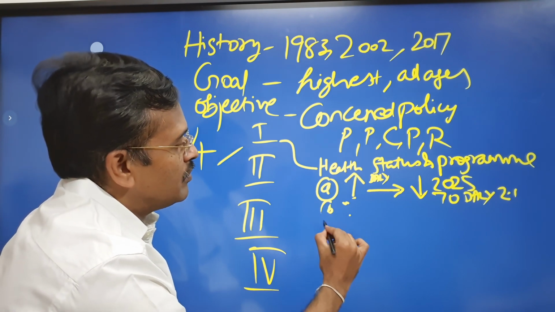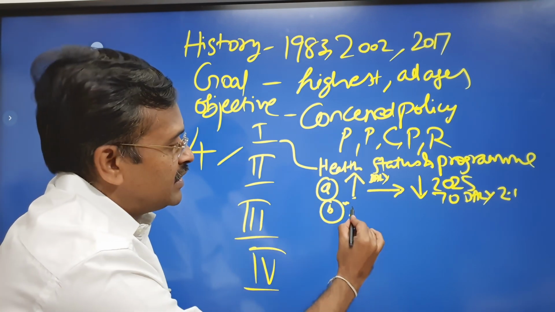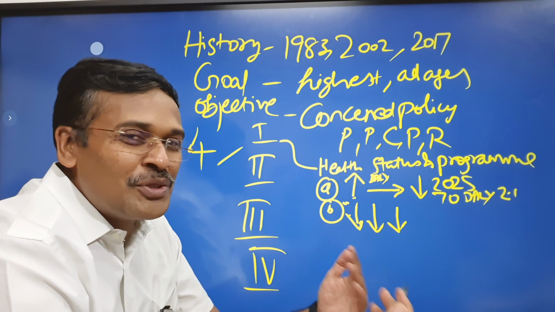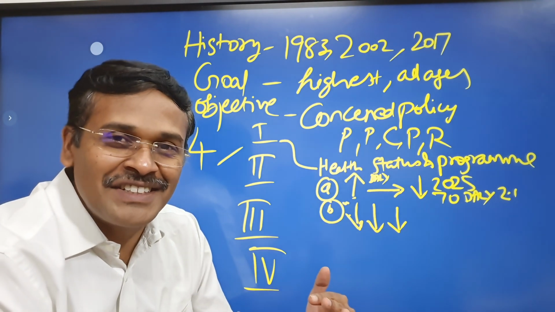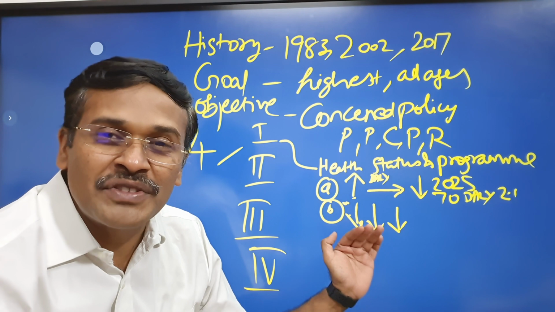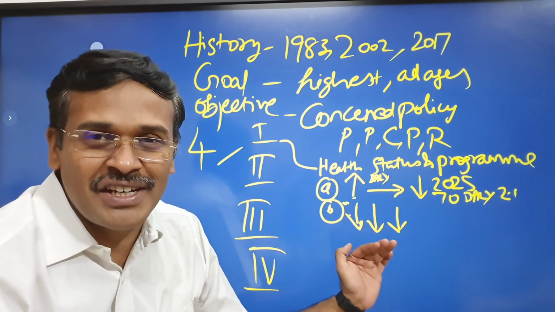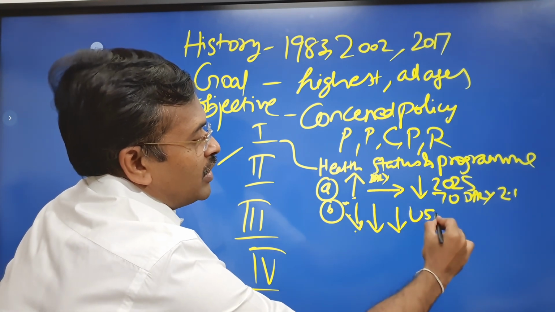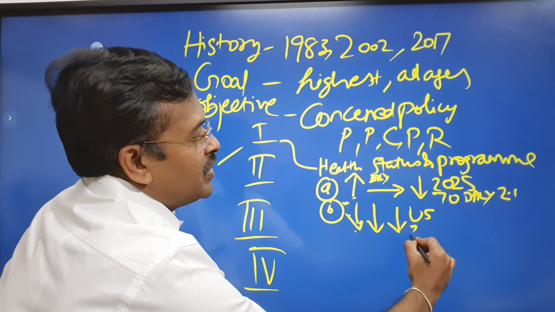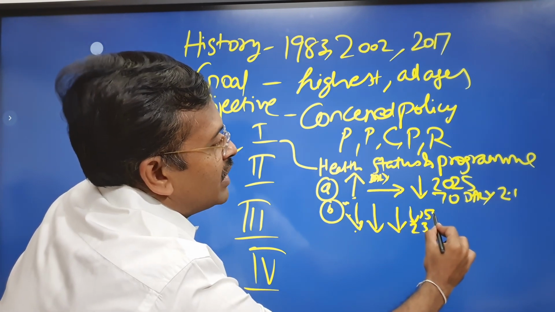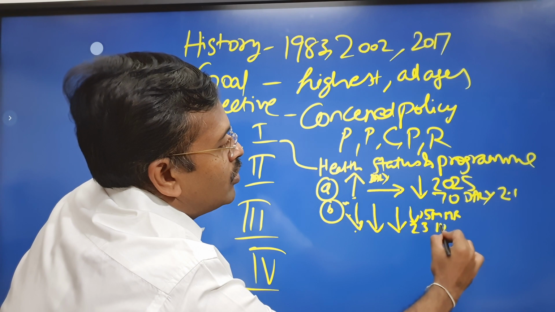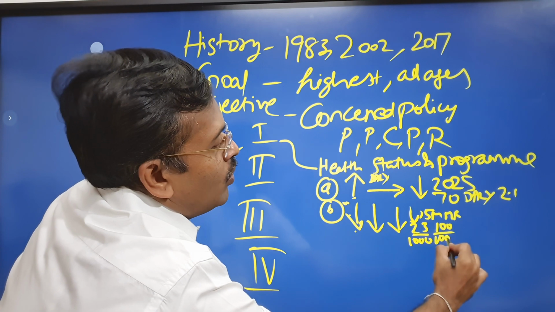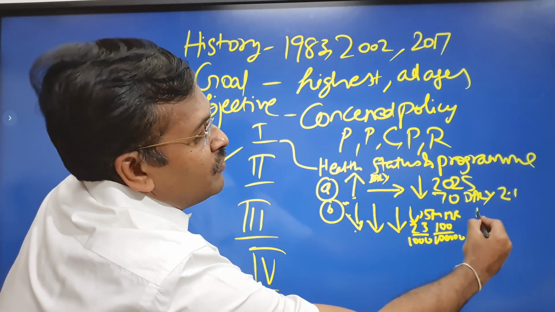Now the second one, B. Here we are going to see about death. In death, all three are going down, which means usually in death we want to see a reduction, is it not? The three mortalities which we want to reduce are under 5 mortality, maternal mortality, and infant mortality. Under 5 mortality we want to bring down to 23 per 1000, and maternal mortality rate we want to bring down to 100 per 1 lakh. The second one is we want to reduce infant mortality.